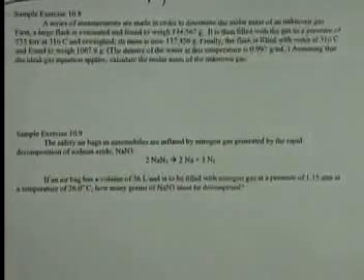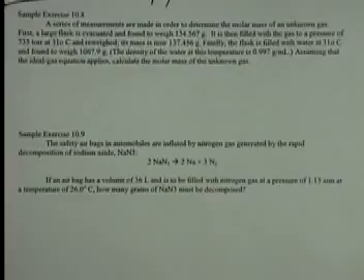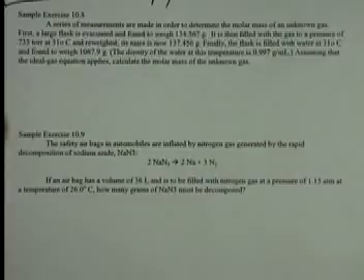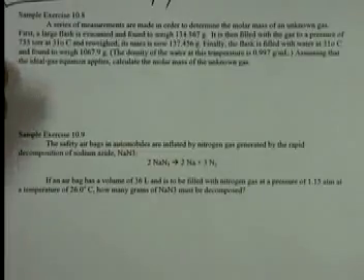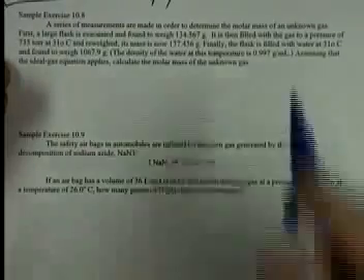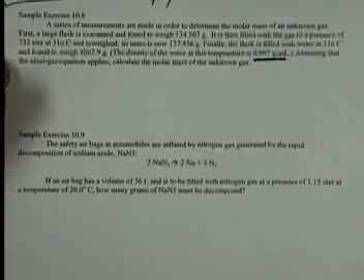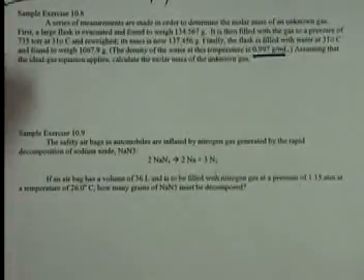Let's look at the next sample exercise, 10.8. A series of measurements are made in order to determine the molar mass of an unknown gas. First, a large flask is evacuated and found to weigh 134.567 grams. It's then filled with the gas to a pressure of 735 torr and 31 Celsius and reweighed. Its mass is now 137.456 grams. Finally, the flask is filled with water at 31 degrees and found to weigh 1,067.9 grams, and the density of water at this temperature is not quite 1. It's a little bit less. Assuming that the ideal gas equation applies, calculate the molar mass.